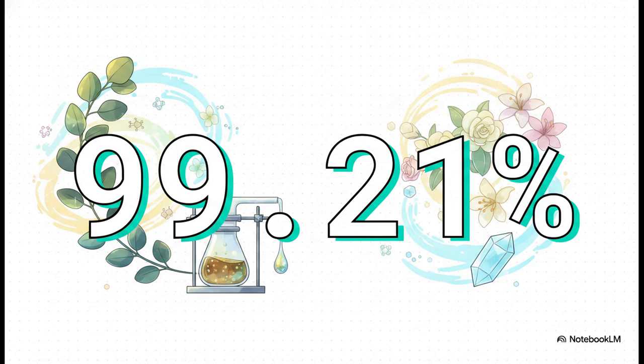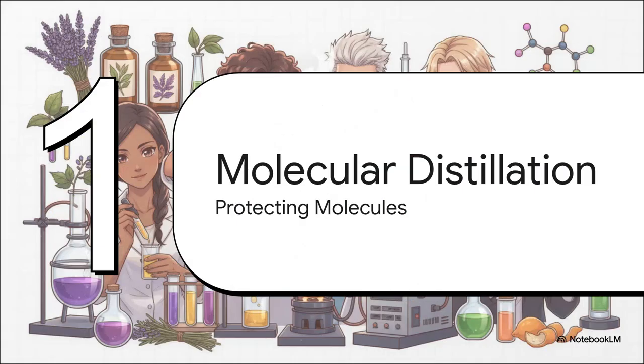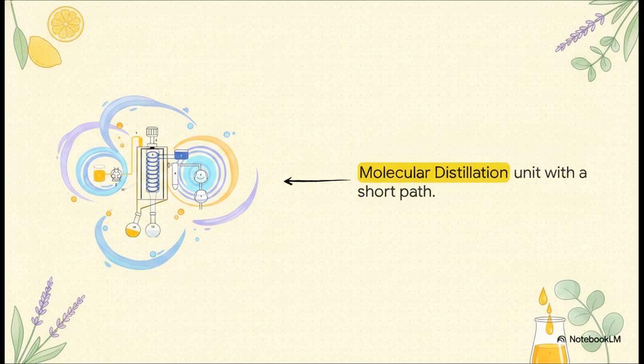perfectly cleanly isolated. Next up, advanced molecular distillation. Protecting fragile molecules. We've just seen how vacuum distillation works, but what happens when the molecules are so incredibly fragile that even a lower temperature vacuum might burn them? Enter molecular distillation. This uses a wiped film short path unit, making it a strictly non-thermal process.